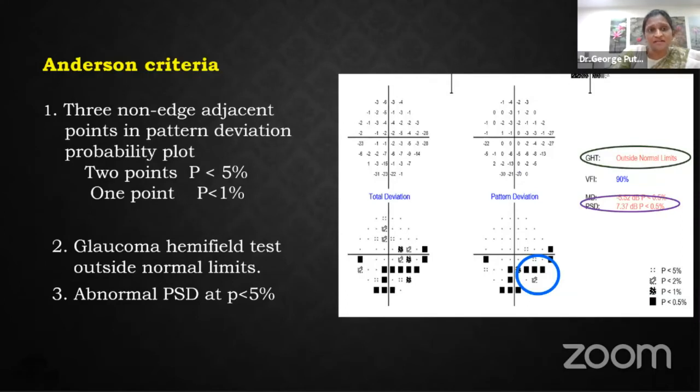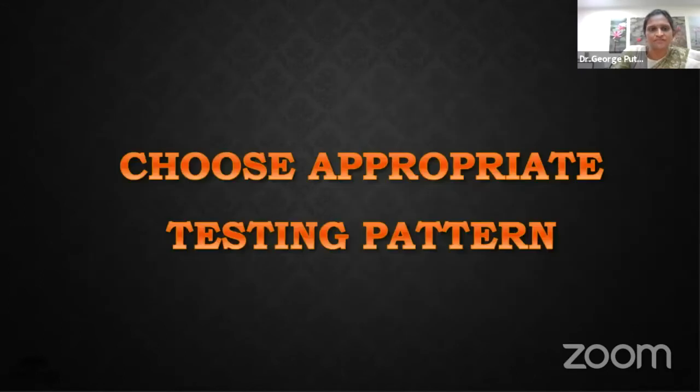And the Anderson criteria help us to judge the glaucomatous field defect better. According to the criteria, there should be 3 non-edge points, with at least 2 points with a probability less than 5% and 1 point with a probability less than 1%. This applies mainly for the 30-2, but in the 24-2, even the edge points should be considered. And the glaucoma hemifield test should be outside normal limits, and the abnormal PSD of around P less than 5%. But in a highly suspicious case, even if only one criterion is present, it leads to the glaucoma diagnosis.